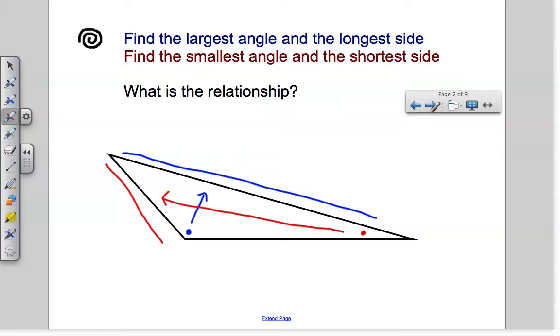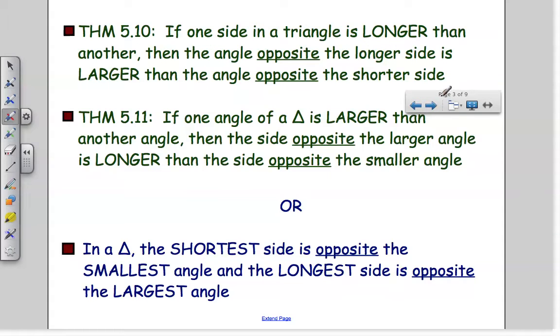Now, the way your book writes these theorems, you have two separate theorems stating these. I would much prefer this. It summarizes it. So if you're looking at what to write in your notebooks, I would say write this down.